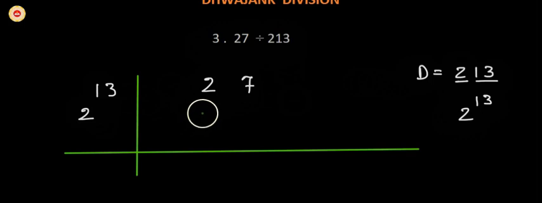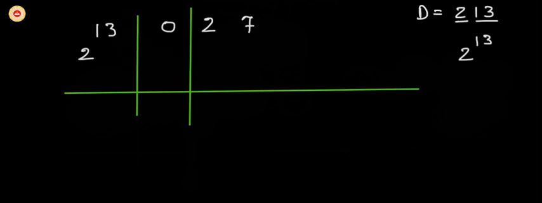Next important step, count the number of digits in the flag. How many digits? 2 digits. So count same number of digits from right side in the dividend and draw decimal line. See, 1 and 2. There are 2 digits in the flag and there should be 2 digits at the right side of decimal line. Let me repeat. There are 2 digits in the flag, so there should be 2 digits at the right side of this decimal line. Right? Now there's nothing here, so write 0 here.